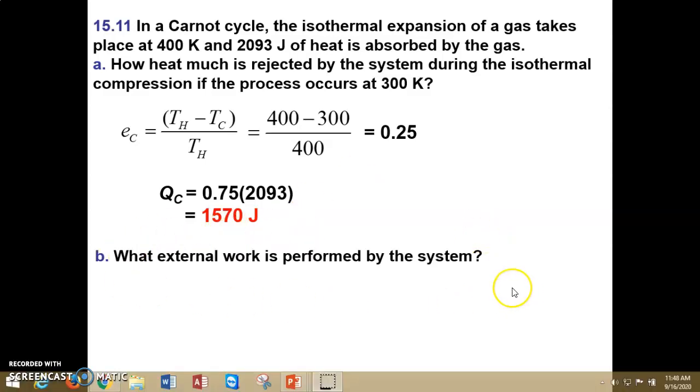Here's a part B. What is the external work performed by the system? Can you figure this out? Remember, it's an isothermal compression, right? So take a look at what happens during an isothermal process.